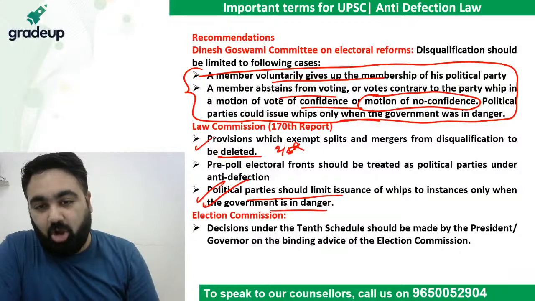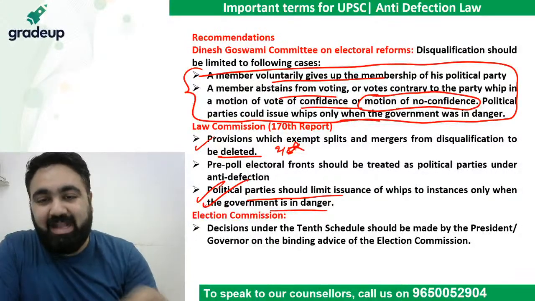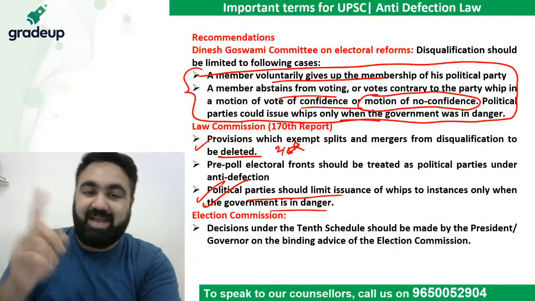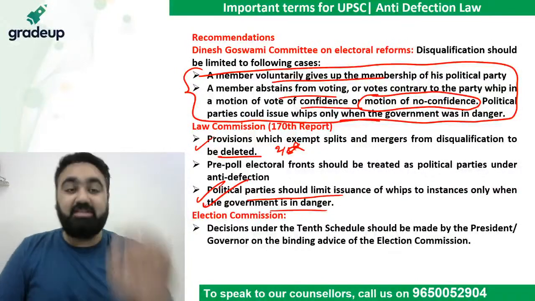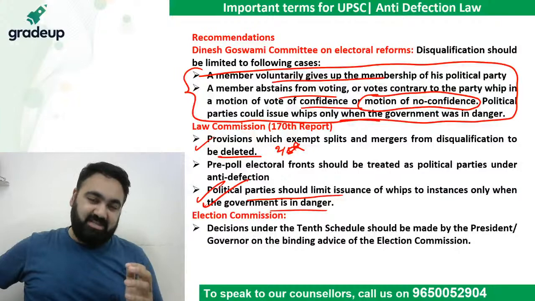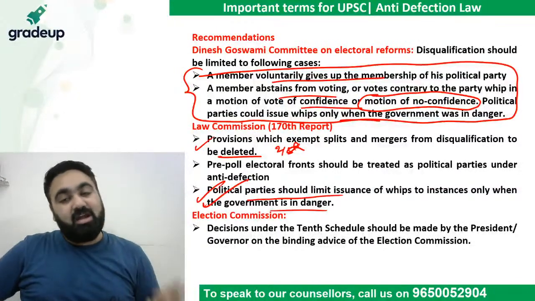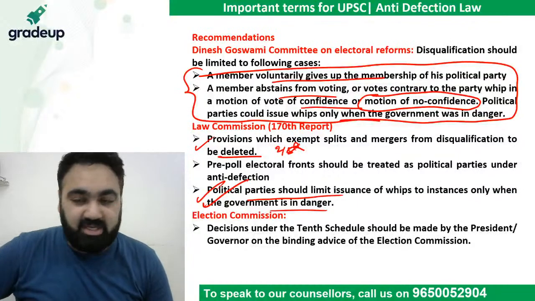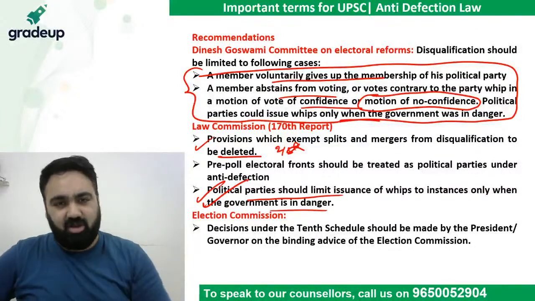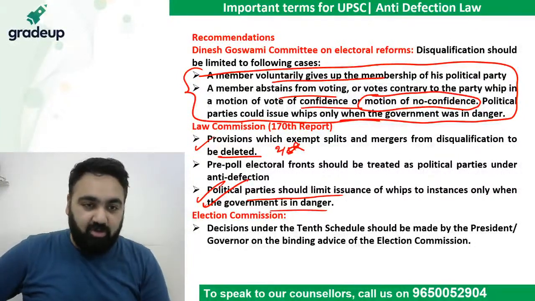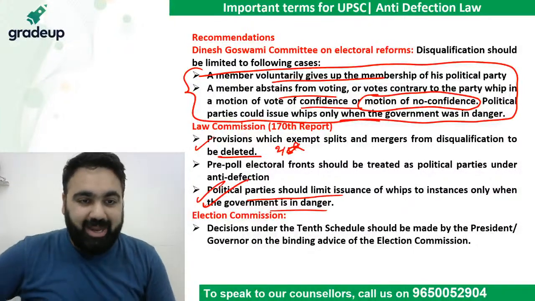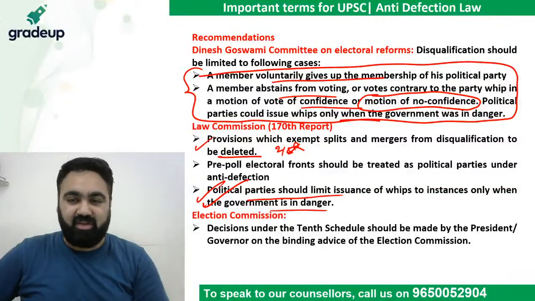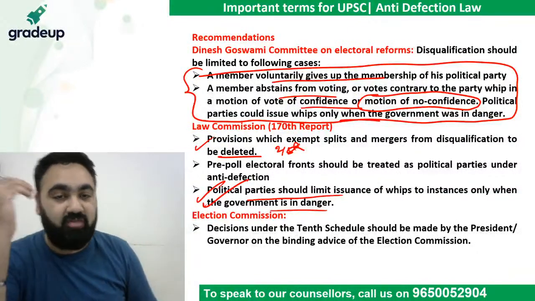The Election Commission has also said that while taking the decision on disqualification, the presiding officer should not take the decision. The President at the center or the Governor at the state level should take the decision after consulting the Election Commission. So the way disqualifications usually happen should be followed for the anti-defection law also. The anti-defection law should not have its own disqualification mechanism.